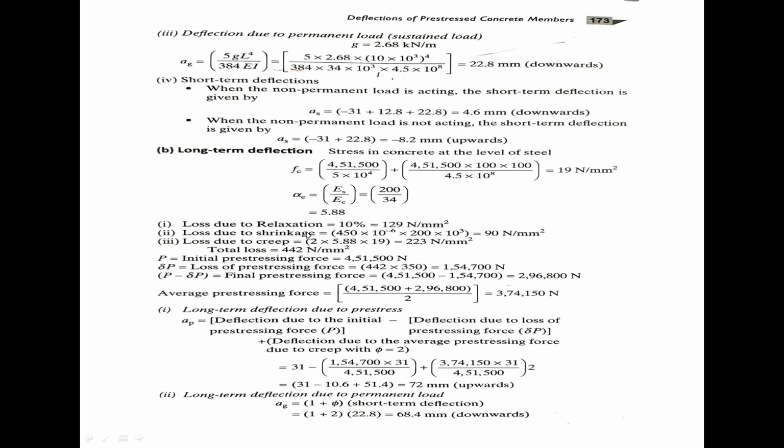You understand? This is how to take the relaxation loss in the effective prestress of 1290 Newton per mm square: 10 percent means 0.1 into 1290. Finally we get the loss due to relaxation as 129 Newton per mm square. Okay, last class I explained this problem, and this is the small correction I explained now. Is it clear? Next, go to another example problem.